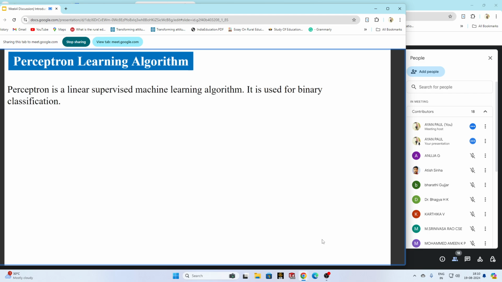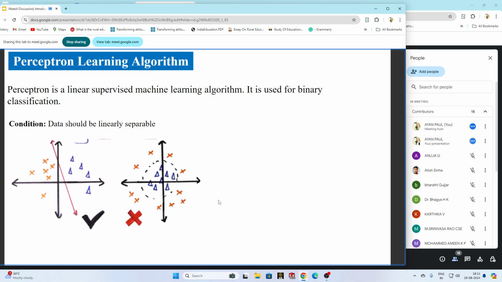The perceptron is a linear supervised machine learning algorithm, and it is used for binary classification. Now let's see how. First of all, for the perceptron to apply, our data should be linearly separable. If our data is not linearly separable, then we cannot apply this machine learning algorithm called the perceptron. So you can see these two graphs.